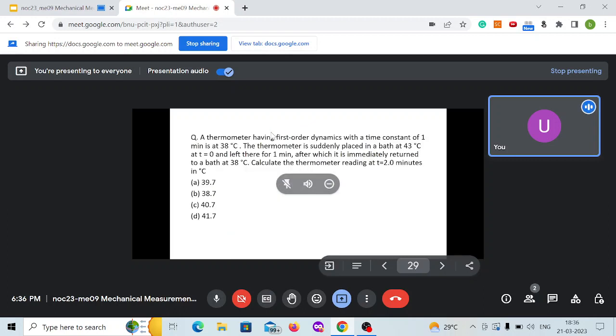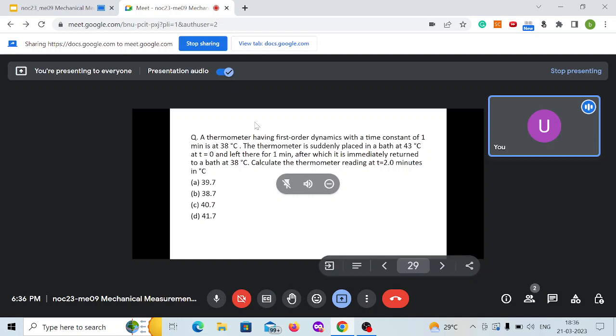So moving on to the next question, we have a thermometer having first order dynamics. A thermometer which is behaving as a first order system with a time constant of 1 minute is at 38 degrees Celsius. So we have been given the time constant, which is 1 minute, and it is at a temperature of 38 degrees Celsius.